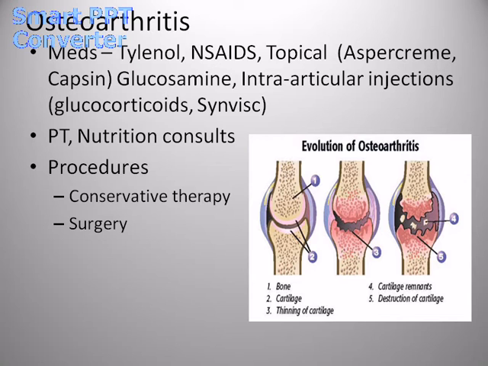There's also topical analgesics. Aspercreme is one that's been around for 100 years. It can provide temporary pain relief. It depends on each individual. It's applied topically, and it contains salicylate.